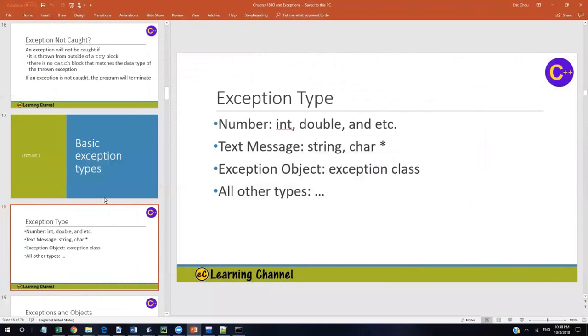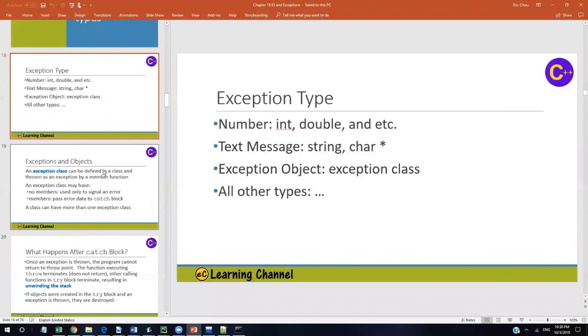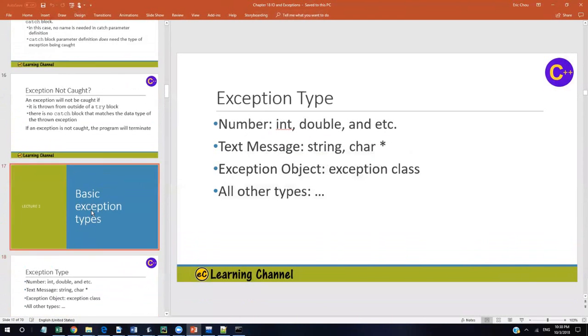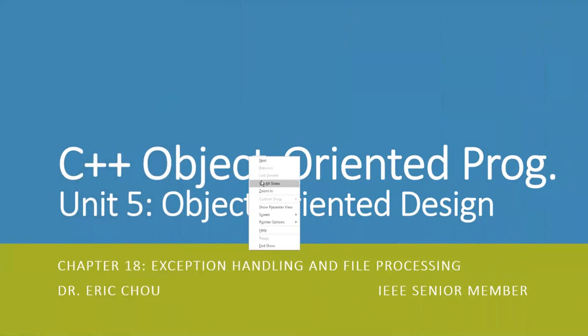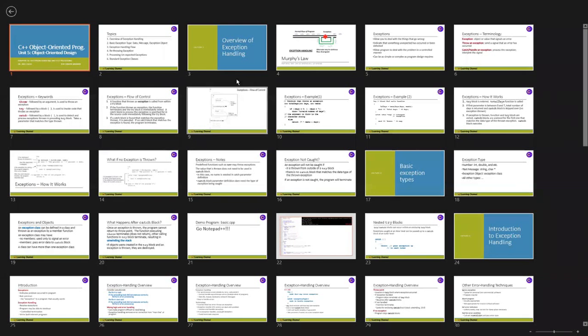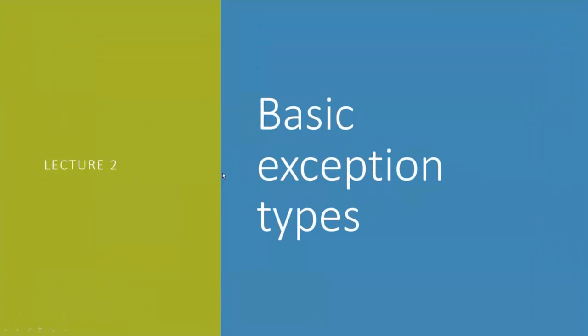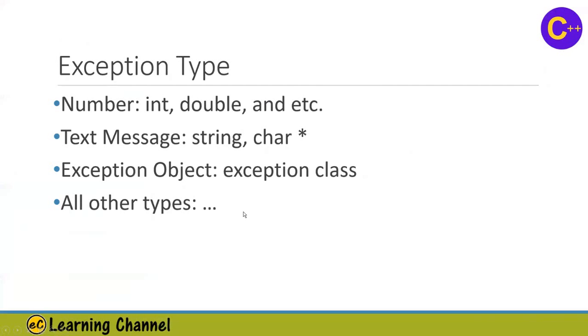Okay, so let's go back to here. We finished the basic mechanism for that one, and now let's look at the basic exception types. An exception type can be a number, integer, double, or anything. A text message is a string, a character string, or an exception object. So everything can be thrown. Just think about it, basically everything can be thrown.